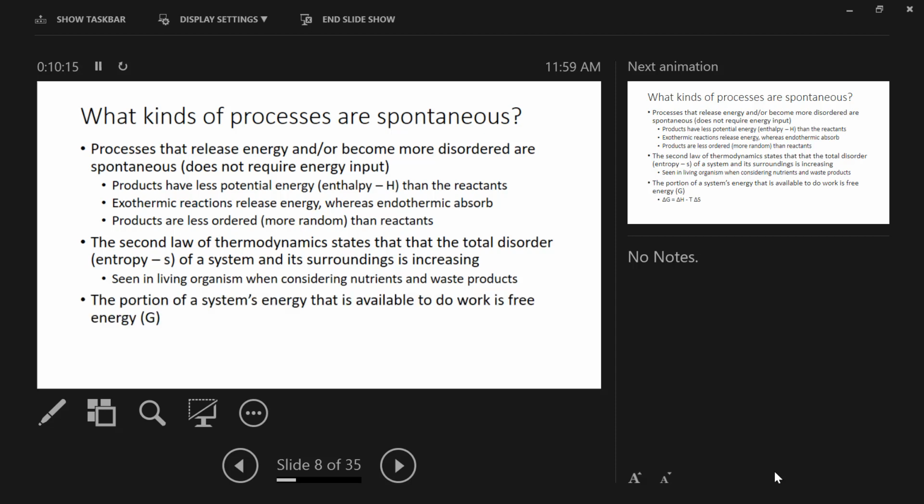Okay. A couple more terms. The portion of a system's energy that is available to do work is called its free energy. The most common way we measure this is Gibbs free energy, and delta G, or the change in Gibbs free energy, is equal to the change in enthalpy minus the temperature times the change in entropy.